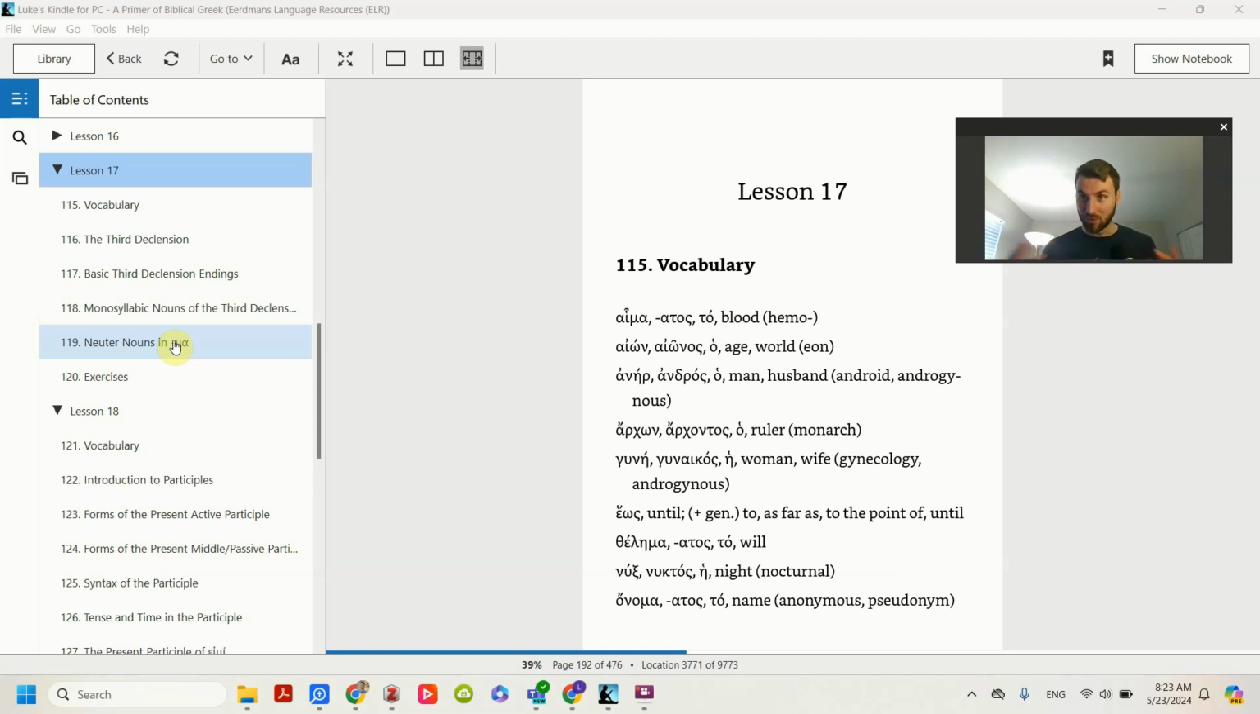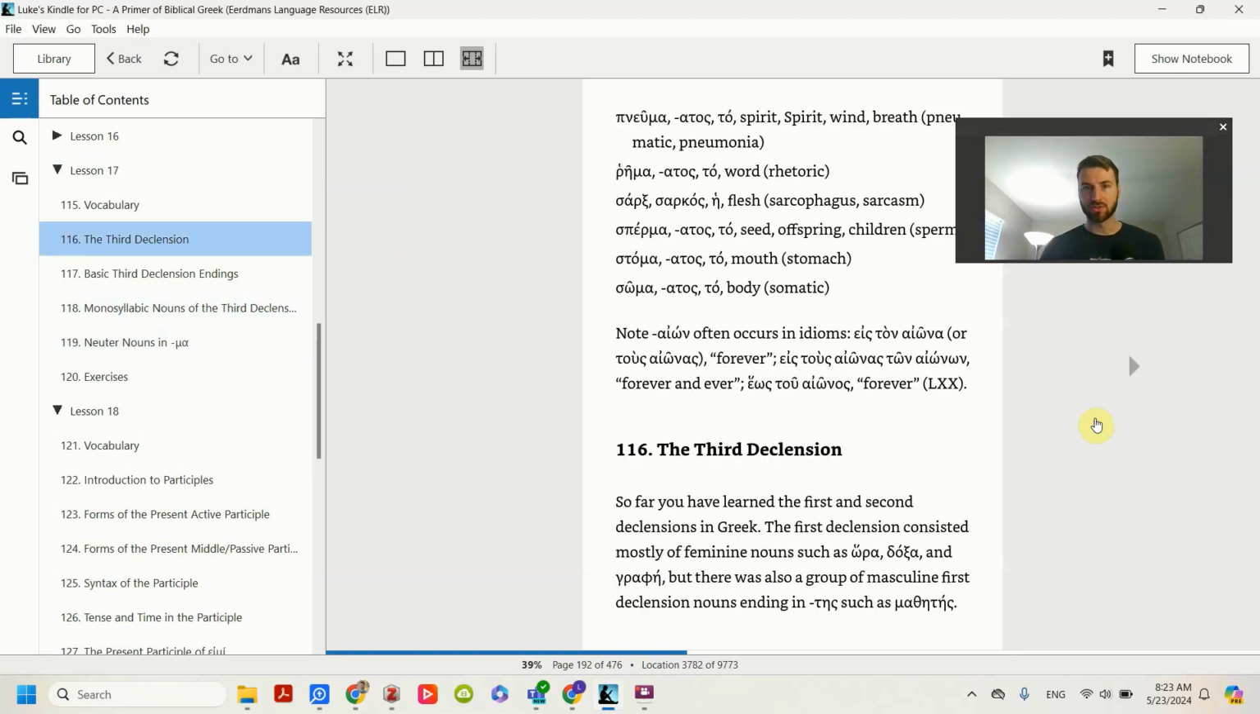So what is third declension? If we go and look here, let's do a review. First declension are those words that end in eta or alpha, like hora or doxa or grafe. Those are nouns that end in alpha or eta. Mostly those are feminine nouns.